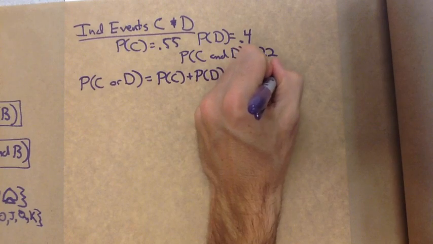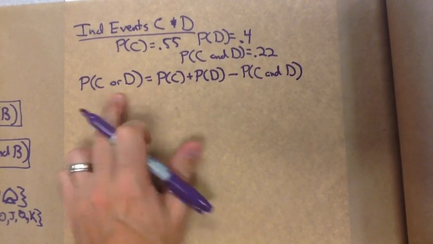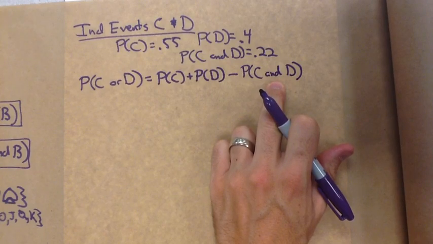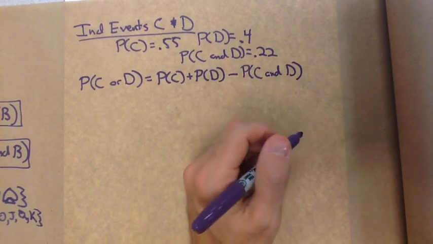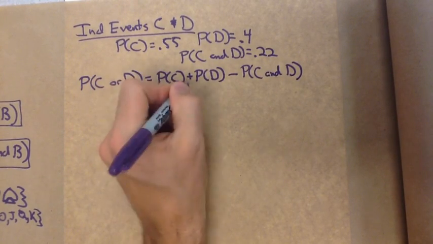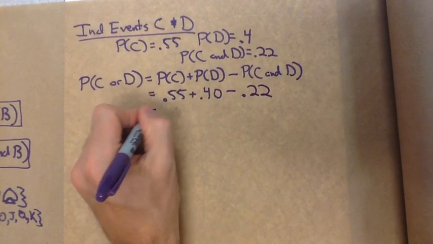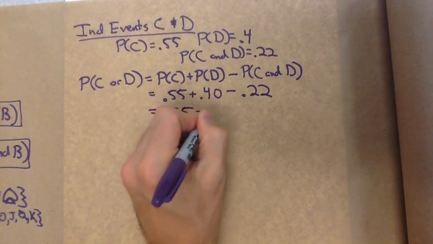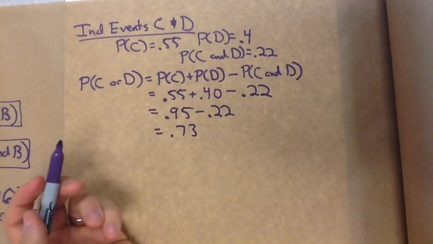That's C and D. When we think of OR, remember it could be both. That's why we've got to subtract an overlap. Now, if you accidentally put this when there was no overlap, it would just be 0 and it wouldn't affect it, but it's a good habit to put that there. So I get 0.55 plus 0.40 minus 0.22. 0.95 minus 0.22, and I get 73 hundredths, or 73%.